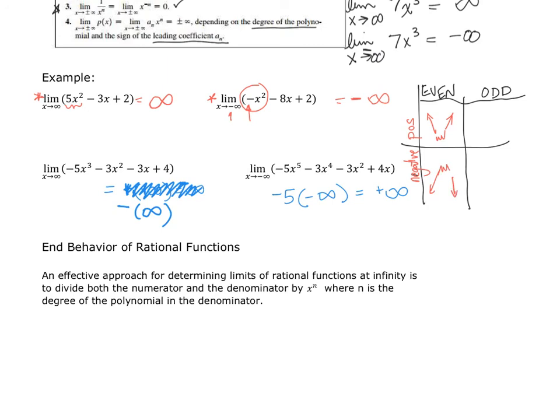Similar to, say, an x squared. Now an odd degree with a positive lead coefficient is going to go up in the first quadrant and down in the third, versus an odd with a negative coefficient will go up in the second quadrant and down in the fourth. So you probably learned that in a previous algebra course, and that can also help us when we're finding these limits. I am going to leave the end behavior of rational functions for the next video.